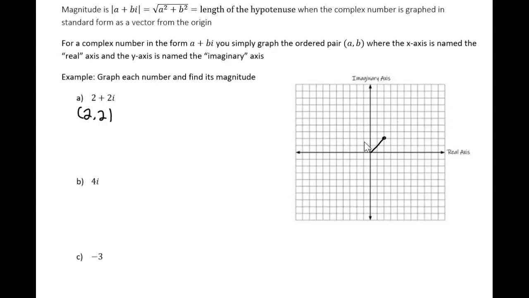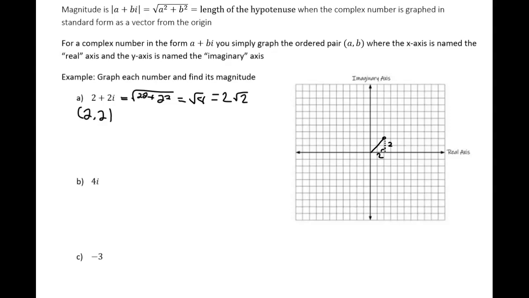Now the hypotenuse, if you can tell, the reason this is trig is because this forms a right triangle with the x-axis, and the legs are 2 and 2. According to the Pythagorean theorem, we should be able to do 2 squared plus 2 squared and get the length of the hypotenuse, which is why this is the formula for magnitude. So we've got 4 plus 4, which is the square root of 8, which means the magnitude of this first one is 2 radical 2.